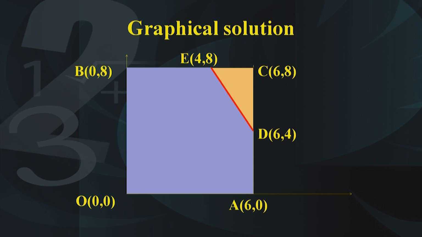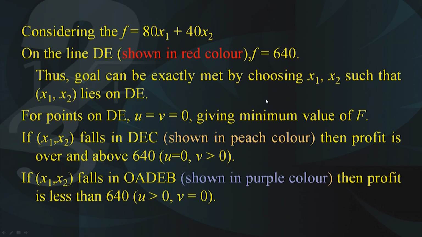Now, if you look carefully at this diagram, here we have ignored the u and the v variables. Only the x1 and the x2 variables have been considered. But if you look at the line segment DE, all the points on the line segment DE have both the values u and v equal to 0. This has been explained in this slide.